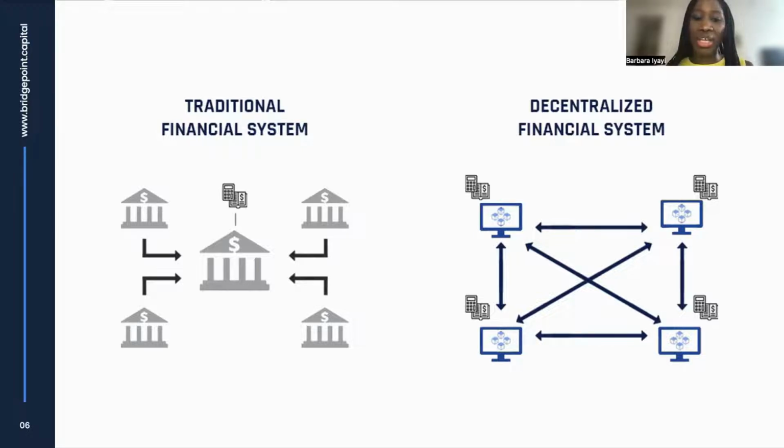The fact that you can actually start tokenizing assets, the fact that you can use tokens for governance, for ownership, for getting more rewards and getting more yield, that in itself is a whole new paradigm shift in financial services. Got it. Thank you for that, Barbara.